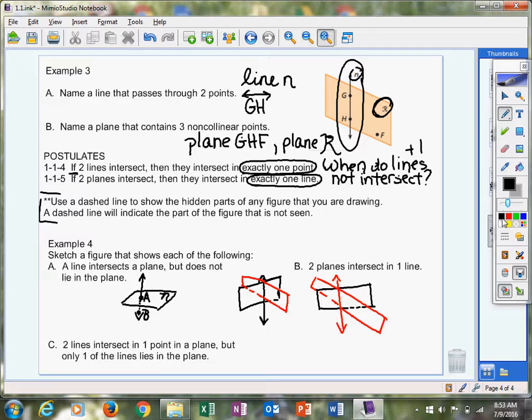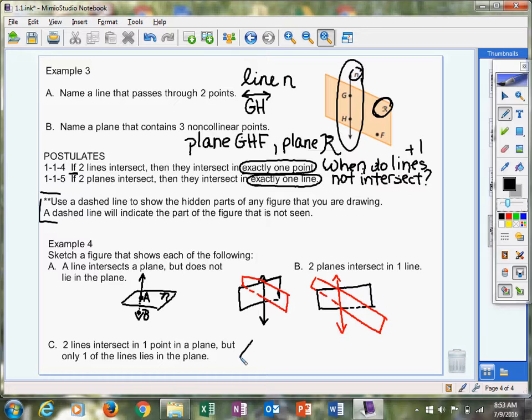All right. Letter C. Two lines intersect in a point in a plane, but only one of the lines lies in the plane. Okay, so it probably stands to reason we should draw the plane first, would be my guess. That's probably how I would proceed with that. We'll call that plane R. And then we're going to have one line that's actually in the plane.